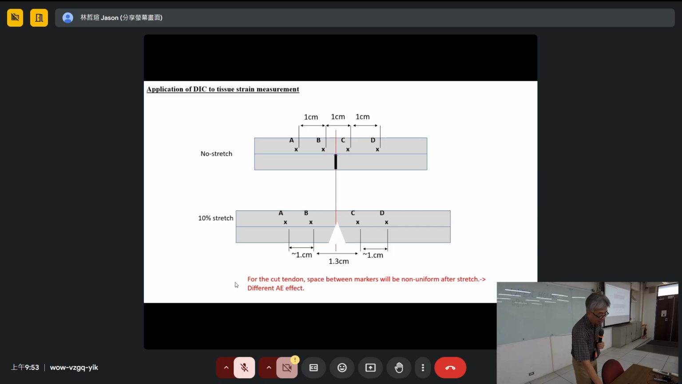Alright, then what will happen? Let's say we have a tendon, shoulder tendon. This is quite a big problem for the shoulder, especially the male shoulder. Most of us have a tear, small tear. So let's say we cut this part of the tendon, and we do the same thing, stretching from non-stretch all the way to stretch. Then what will happen is this cut part will open up, right?